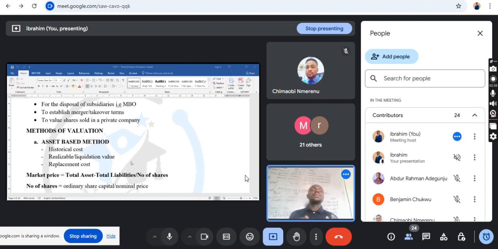I said whether you want to use any of these three methods, if you want to determine the value, the formula is: market price equals total asset minus total liability, divided by the number of shares. That means you are calculating the market price, the price of that particular business. But if you want to determine the value, just multiply that market price times the number of shares. That gives you the value of the business.